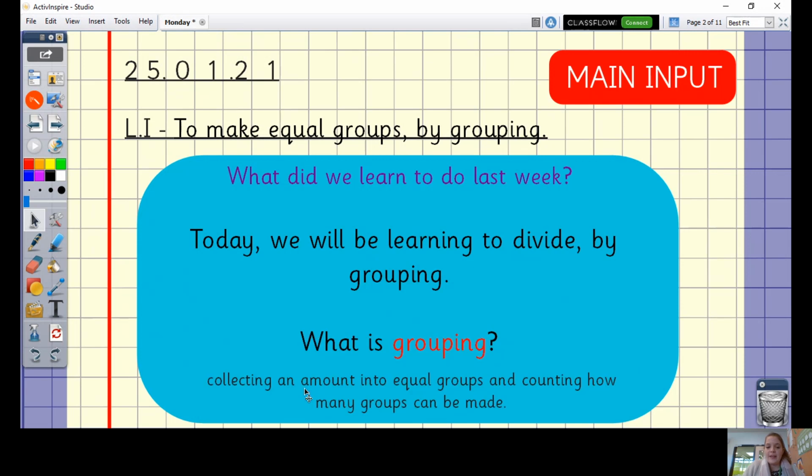Grouping is where we collect an amount into equal groups and then we count how many groups can be made. Whereas with sharing, we have a total of objects and we know how many groups we're sharing into, whether 2, 3, or 4 groups. We share into those groups and then count how many are in each group. Whereas with grouping, we're collecting amounts into groups, but we don't know how many groups we have yet. That might sound a little bit complicated, so I'm going to share an example, which will hopefully help you understand a little easier.